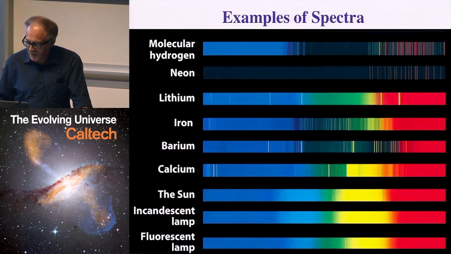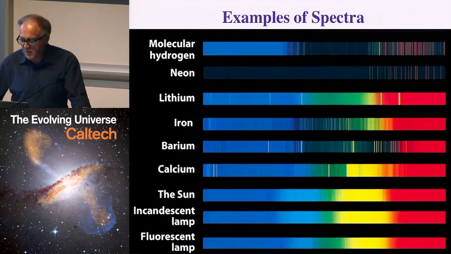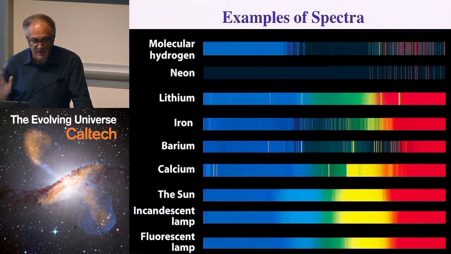So here are some of the typical spectra you can see, with emission or absorption lines superposed on a continuum, depending on what lamp they used. And every element, again, has its own characteristic signature, but the relative strengths of these lines will depend on the temperature and other physical conditions.